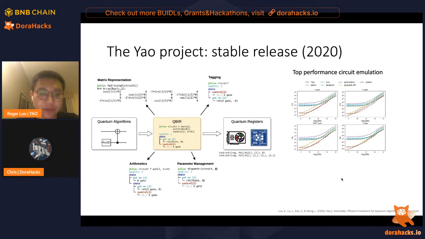And the YAO framework is built around the intermediate representation we call quantum block intermediate representation. So surrounding this intermediate representation, you can, for example, extract the matrix operation from a quantum circuit, or execute your quantum circuits on GPU or a real quantum device, or on your CPU simulator. So on the right hand side, we have a very detailed benchmark about the performance of simulating quantum circuits using full amplitude methods, compared with other frameworks. So you can see we're one of the frameworks that have the top performance compared to all other frameworks.